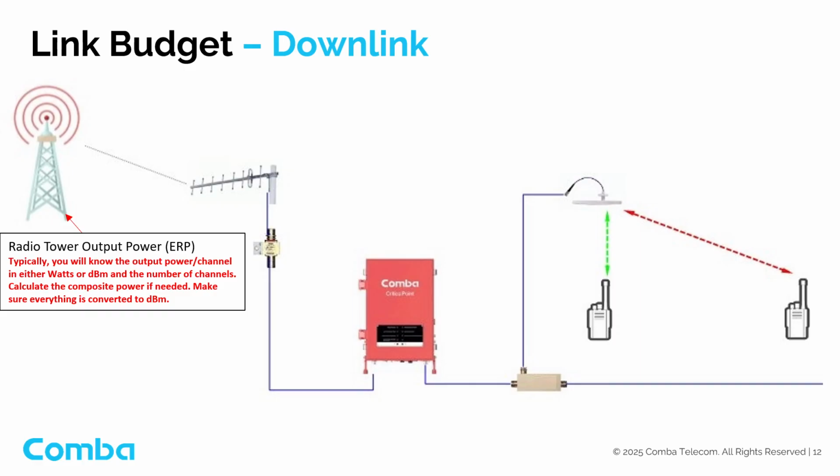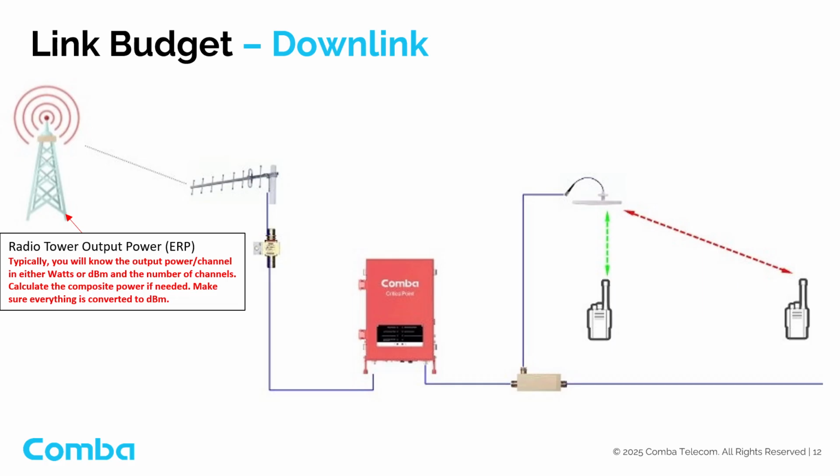The emitted power for a single channel is known as the effective radiated power, or ERP, typically provided by the local AHJ or system licensee. ERP is expressed in watts or dBm. For link budget calculations, all values should be in decibels, either dB or dBm. If ERP is provided in watts, it must be converted to dBm.